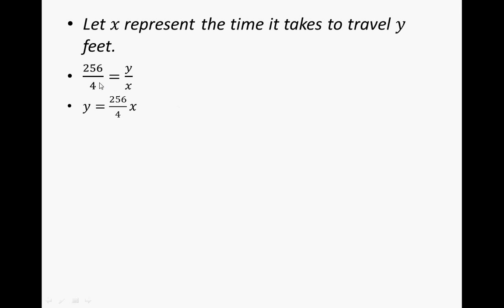So if we do this, 4 times y would give us 4y, 256x would give us 256x, and then in order to solve for the amount of feet being traveled, we would divide by 4, which gives us 256 divided by 4 times x. And when we simplify that, we end up with a constant rate of 64 as our unit rate. So any amount of feet is going to be equal to 64 times x.